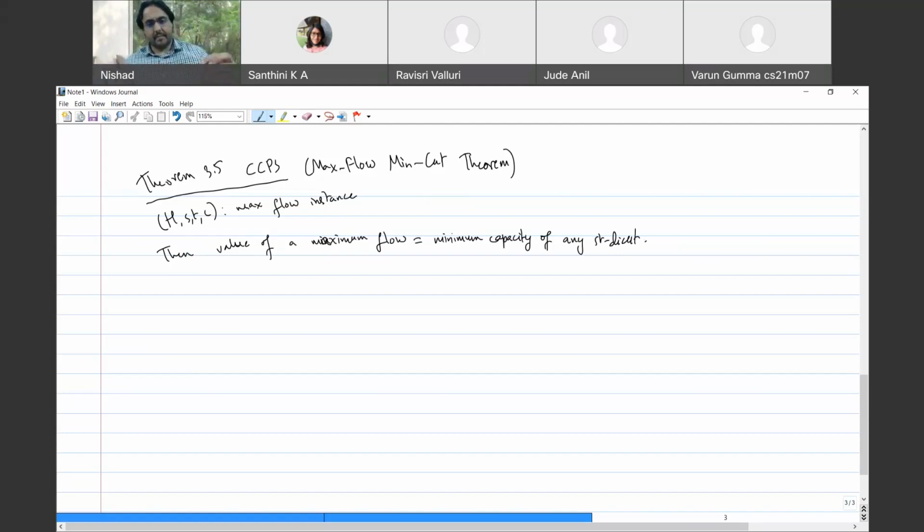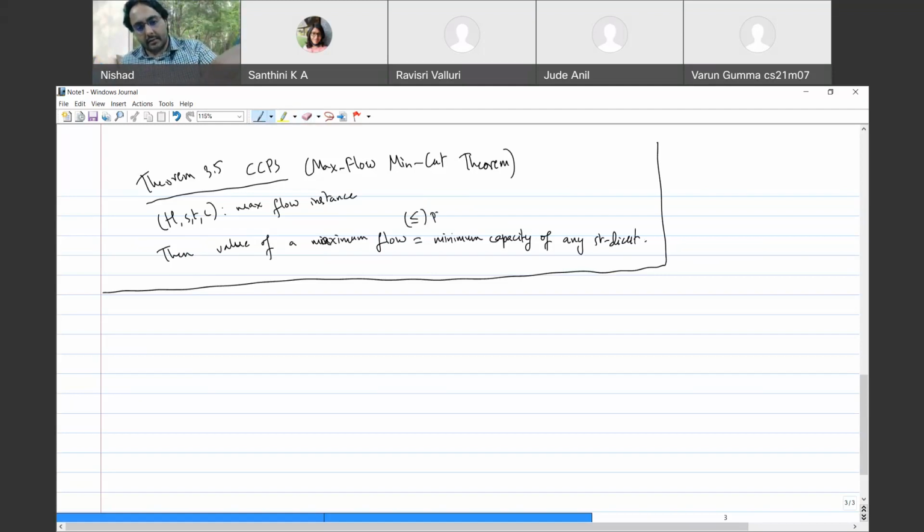Okay. So this part is not entirely clear. The thing that we know is that this is less than or equal to, right? So what we have proved so far is this part, but we haven't proved equality yet. Okay.